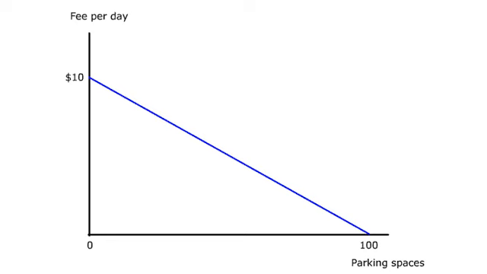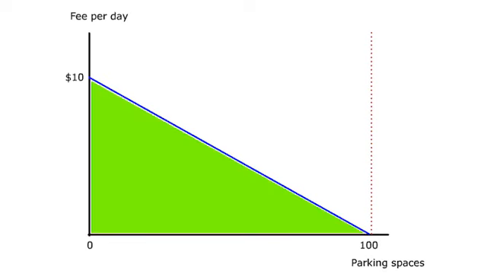When the number of parking spaces is equal to or more than the number of cars needing parking, free parking results in maximum utility. This utility is measured by the green area under the demand curve. Because the green area represents utility that is not paid for when parking is free, it is called consumer surplus.